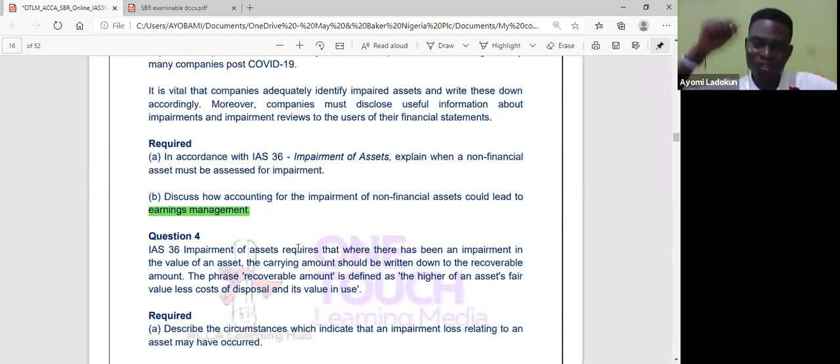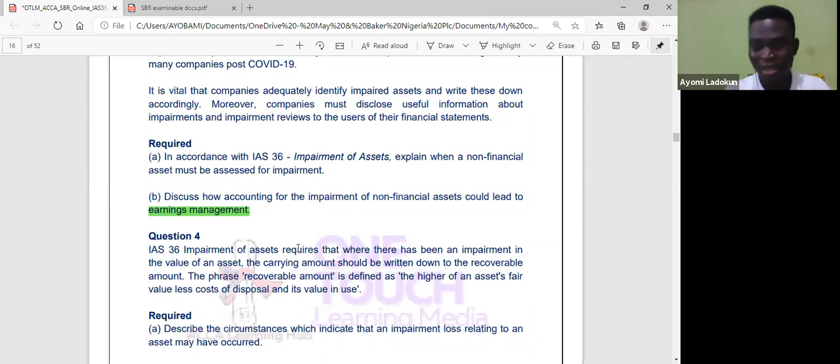My estimation for value in use, the future cash flows that this asset will generate, is also an estimate that requires significant judgment and assumptions. All I need to do is to inflate those figures. Look at that. Inflate. That's the word. I inflate those figures so that at the end of the day, my recoverable amount will be higher than my carrying amount.